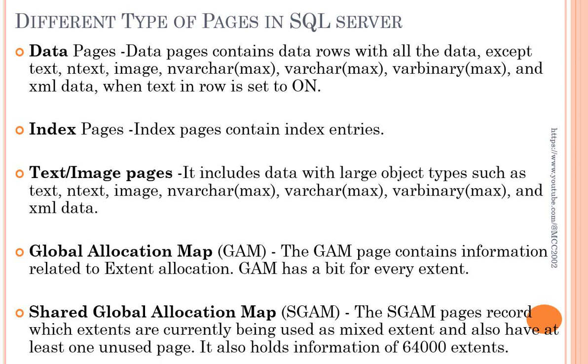GAM, that is Global Allocation Map, contains information related to extent allocation. So GAM is bit information, one bit for every extent. Okay.